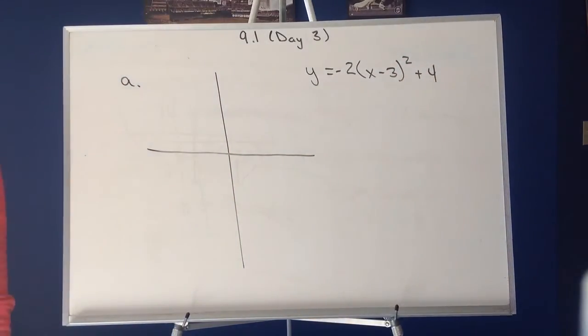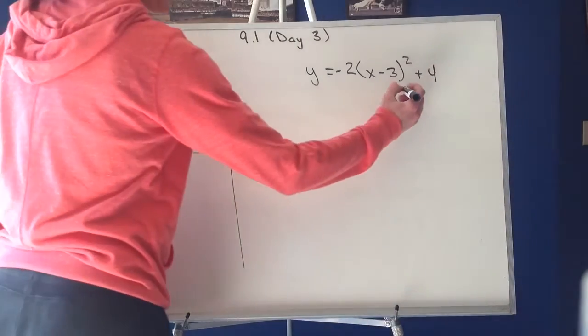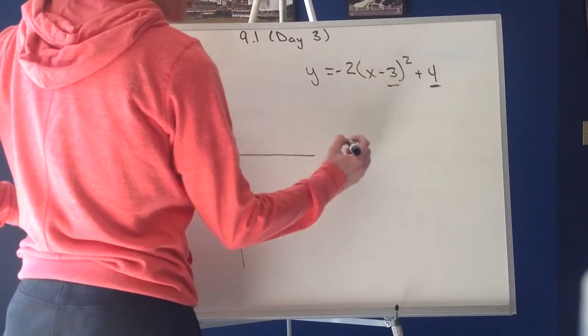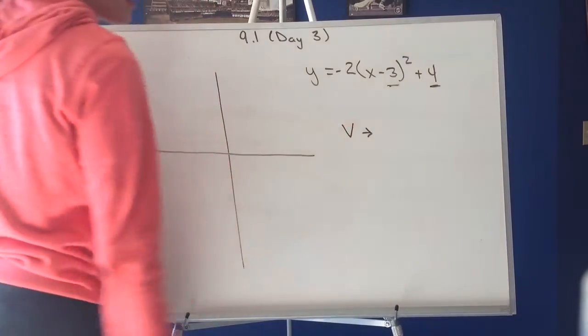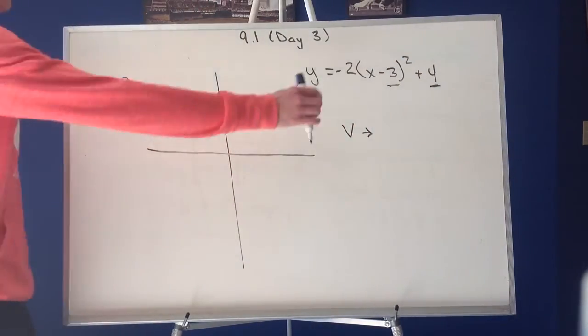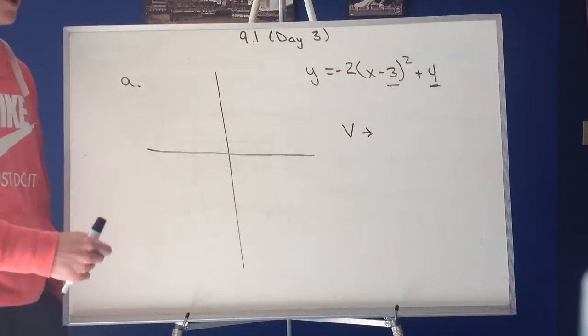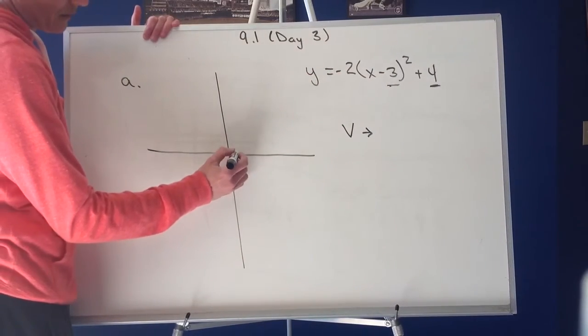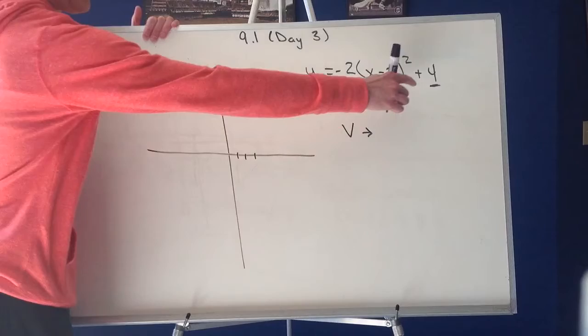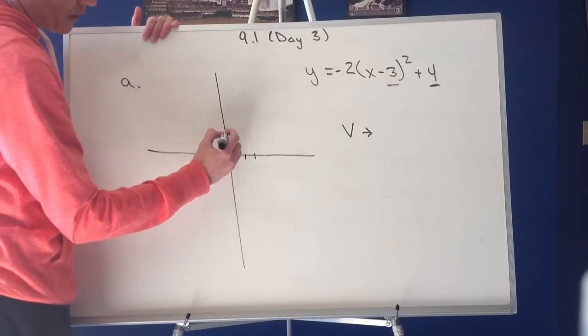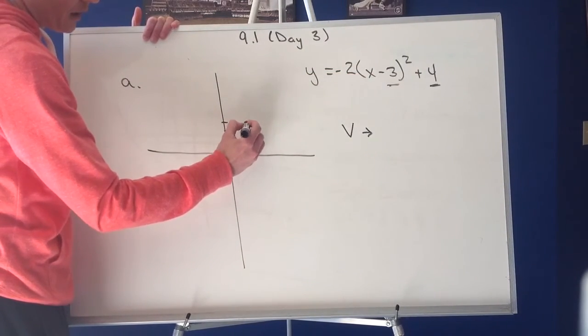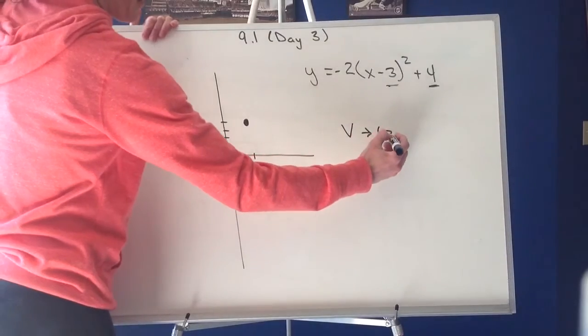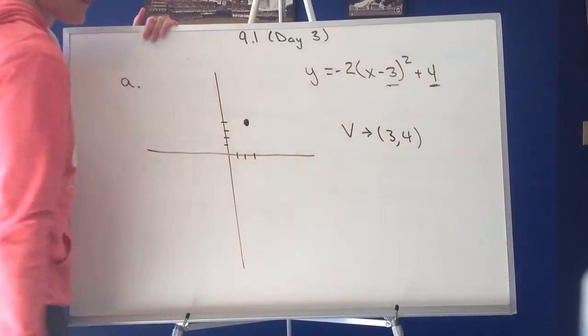You always want to graph the vertex first. The vertex I get from my h and my k, and it's also the first thing that it asks you to find. So if this is a negative 3, that means I'm going right 3. And if this is a positive 4, that means I'm going up 4. So that means my vertex is at (3, 4).